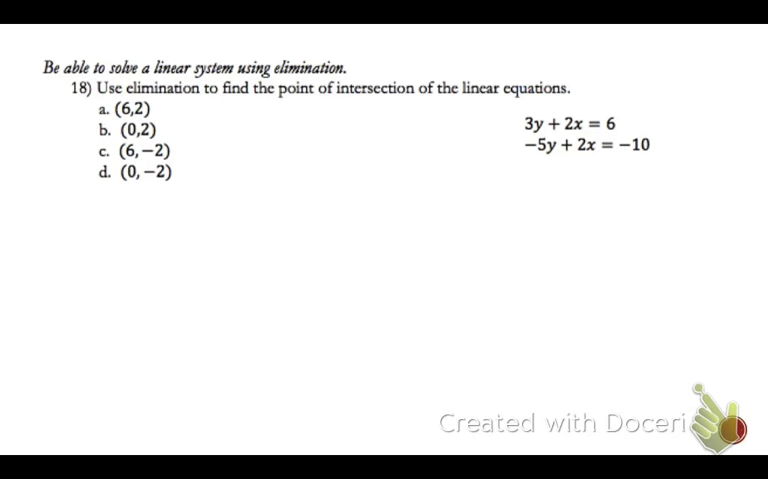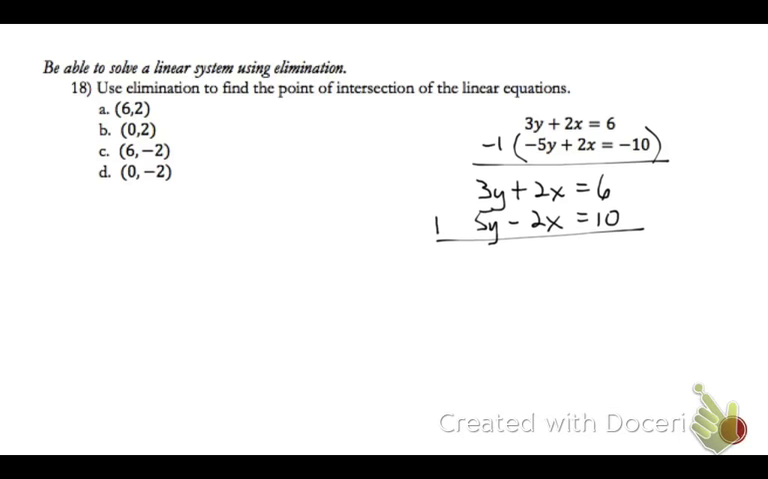Alright, now let's look at number 18. Let's use elimination to find the point of intersection. So if you look at your y's and your x's, it would be easy to eliminate your x's if we just multiplied one of the equations by -1, and I decided to multiply the bottom one by -1. So I'm rewriting the top equation, and then I'm multiplying everything in the second equation by -1. So all my signs change, and then I'm going to add these two equations.